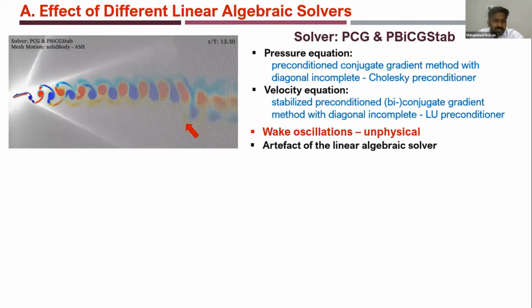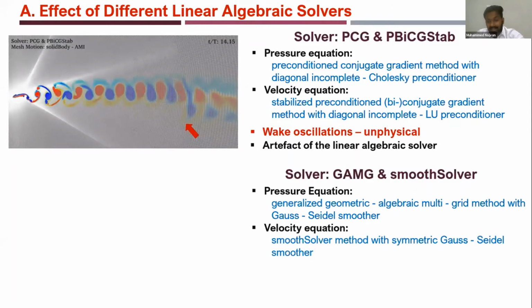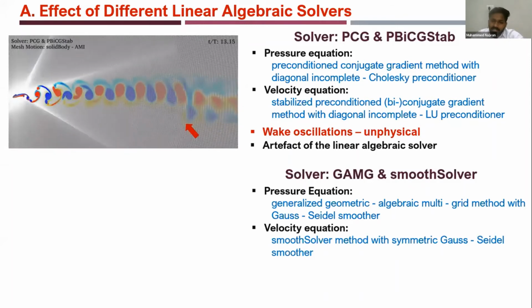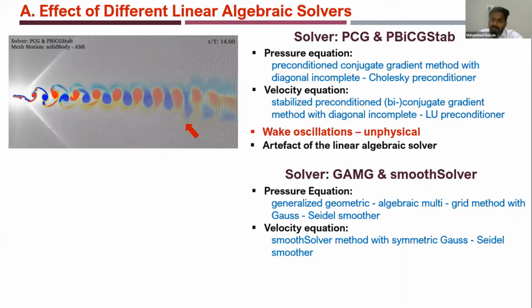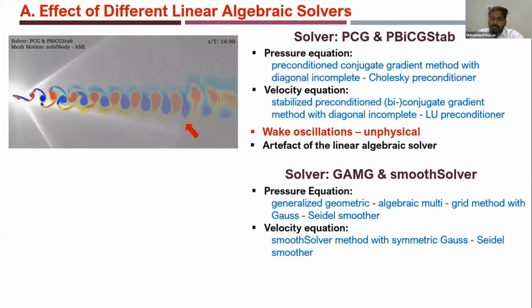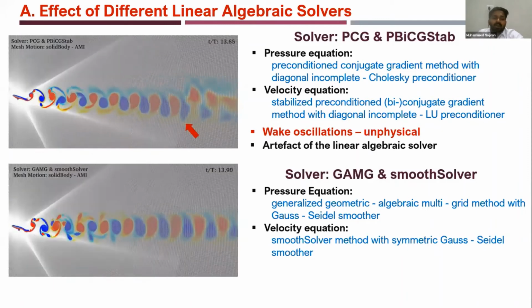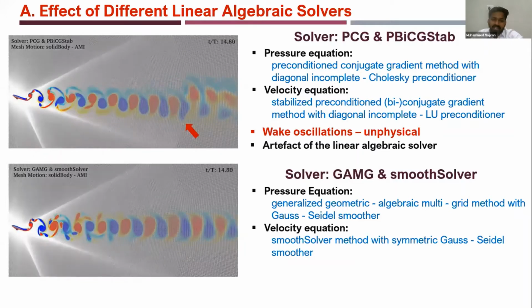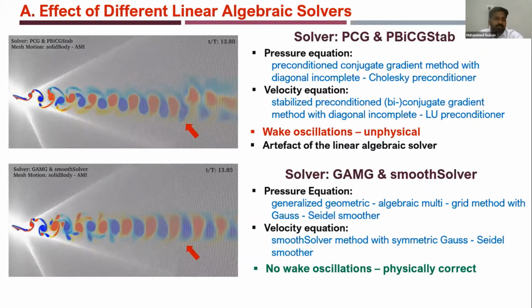So in order to confirm that, we tried the same simulation with a different set of solvers, where we solve the pressure equation using a generalized geometric algebraic multigrid method with Gauss-Seidel smoother, and for the velocity equation we used the smooth solver method with symmetric Gauss-Seidel smoother. And here, when we visualize the flow, we could see that this set of solvers could eliminate those unphysical conditions. And if you look at the interface, we can see the vortices clearly passing the interface.